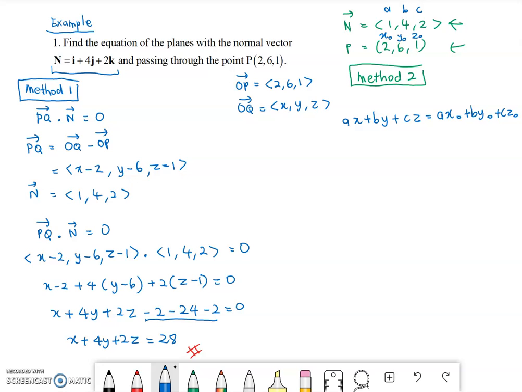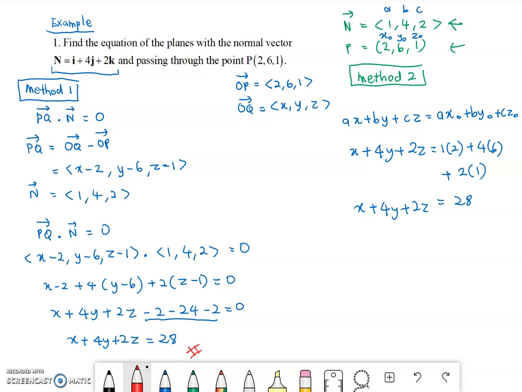Okay, then we just substitute into the equation, where our a is 1. 1 times x is x plus 4y plus 2z, which is equal to 1 times 2 plus b is 4 times 6 plus c is 2 times 1. Then here we will have x plus 4y plus 2z equals 28. So now we have the equation of a plane.